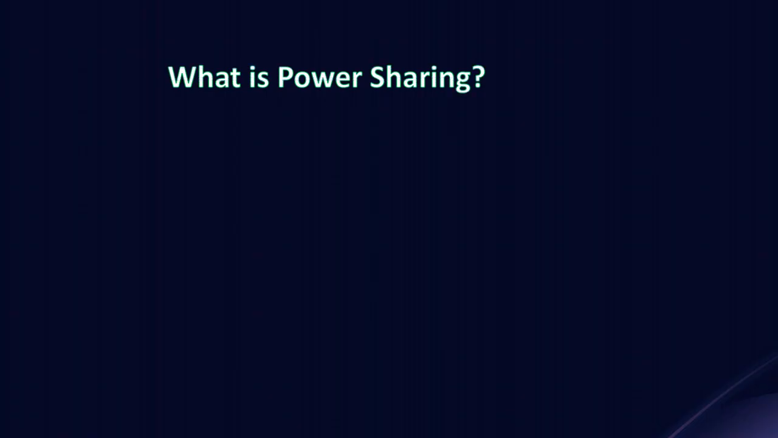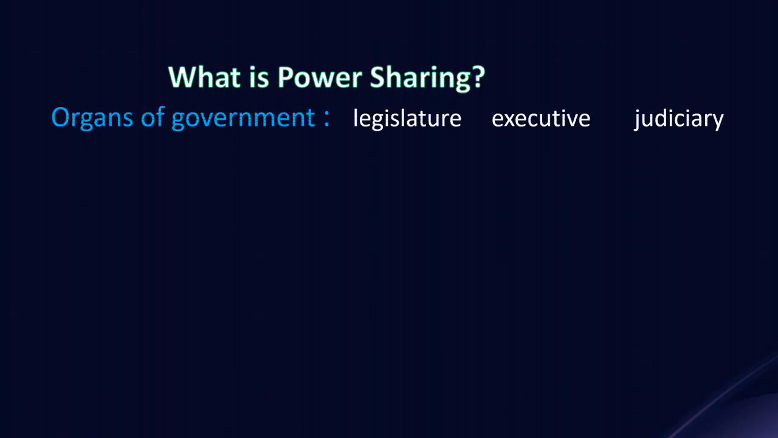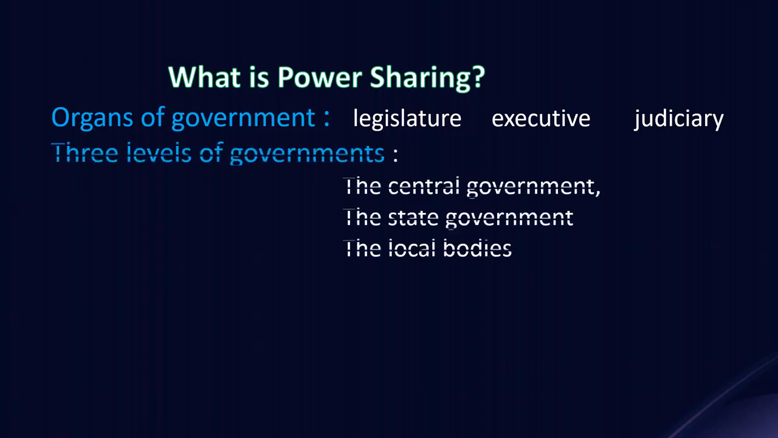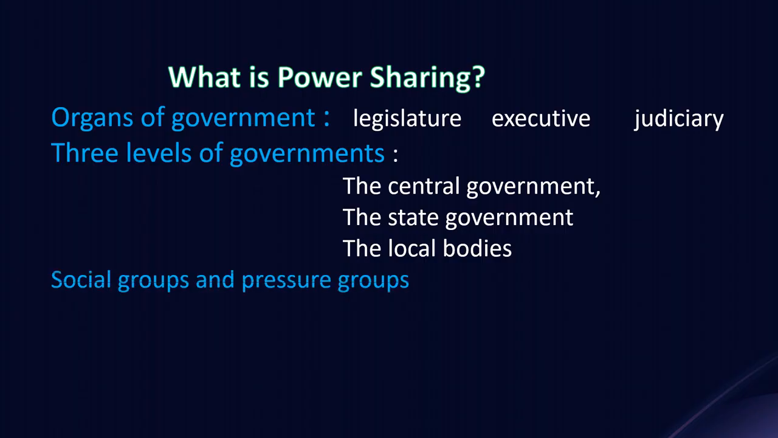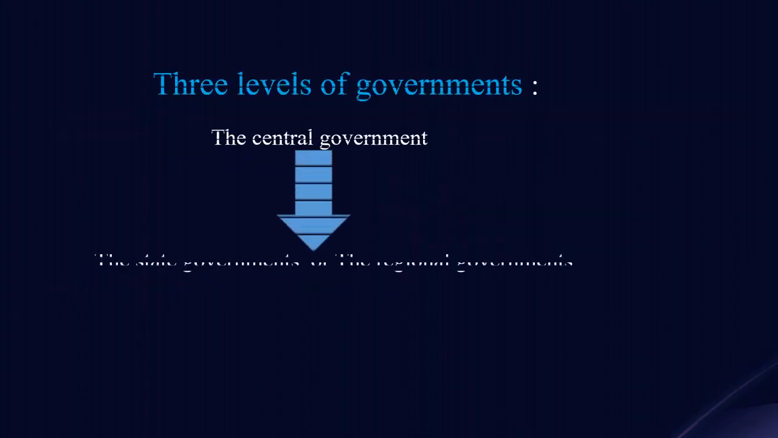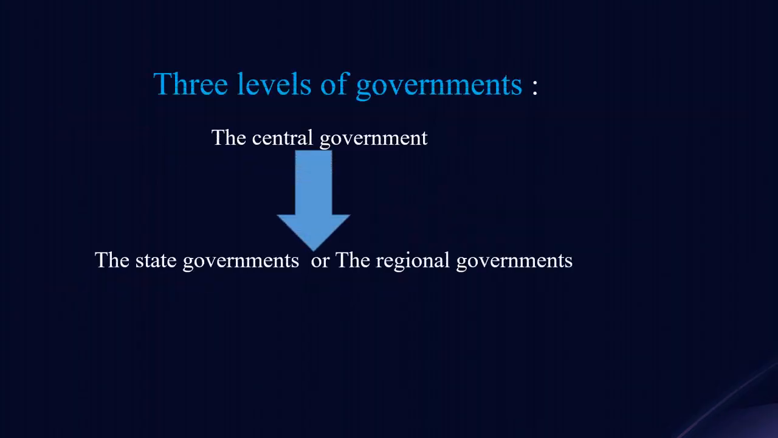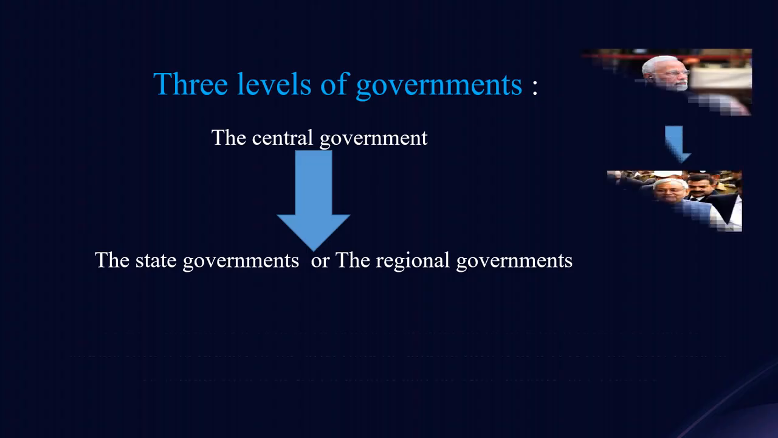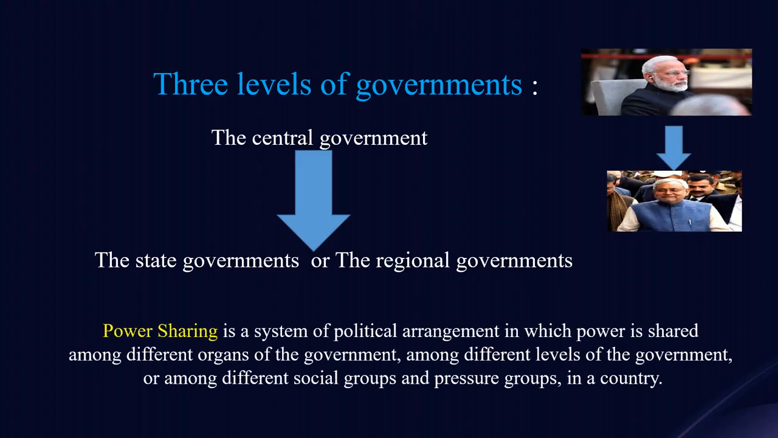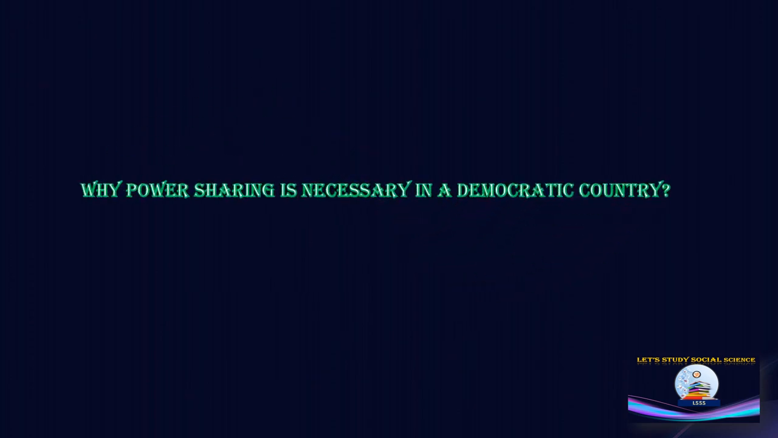What is power sharing? Power sharing means sharing of the political power among different organs of the government, or among different levels of the government, or among different social groups or pressure groups in a country. In this system of power sharing, if power is shared from central government to state government or regional governments, the state governments or regional governments will be no longer dependent on the central government. Now the question is, why is power sharing necessary in a democratic country?